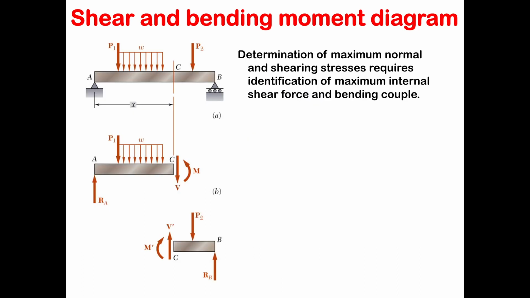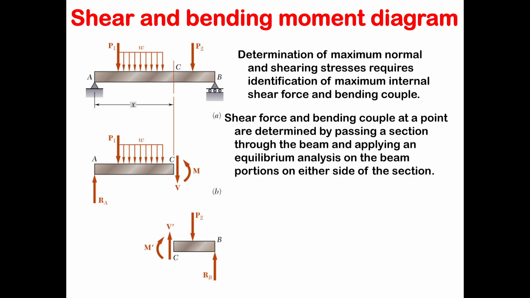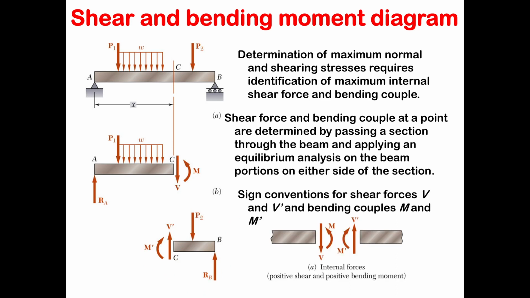But the goal for us is to determine the maximum normal and shear stress, and this goal requires the identification of the maximum internal shear force and the bending couple. The shear force and bending couple at a point are determined by passing a section through the beam and applying an equilibrium analysis on that specific portion or the other side of the section, right? And you always have to be mindful of the sign convention for shear force and bending couples.